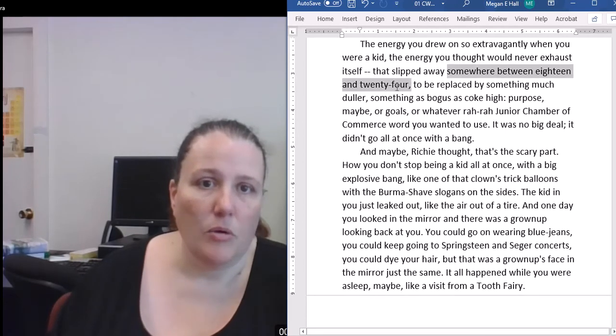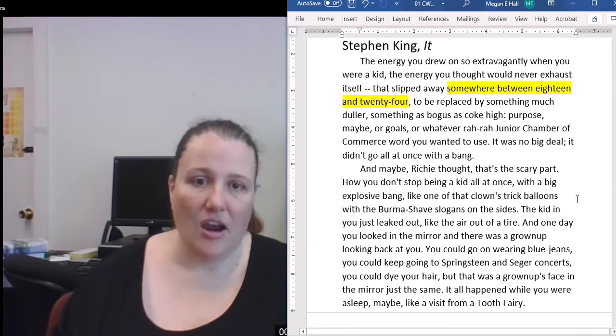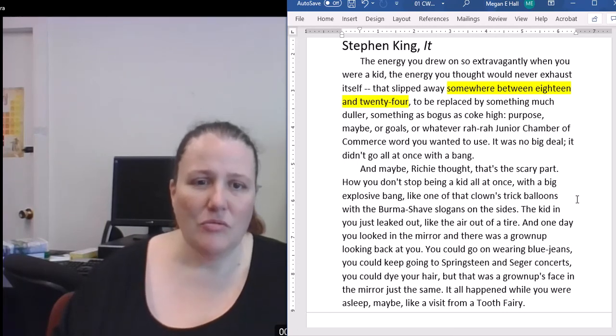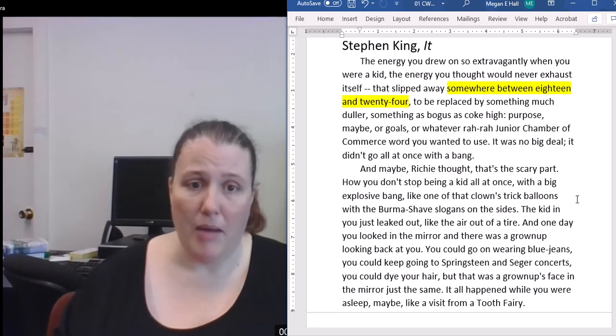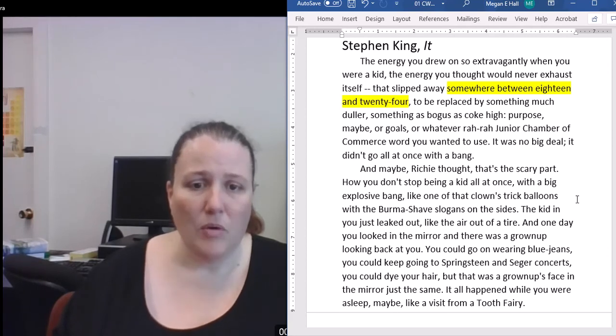First, somewhere between 18 and 24. That's what he's thinking about. Maybe, Richie thought, that's the scary part. You don't stop being a kid all at once, with a big explosive bang, like one of that clown's trick balloons with the Burma-shaped slogans on the side. The kid in you just leaked out like air out of a tire, and one day you looked up in the mirror and there was a grown-up looking back at you. You could go on wearing blue jeans, you could keep going to Springsteen and Sager concerts, you could dye your hair, but that was a grown-up's face in the mirror just the same. It all happened while you were asleep, maybe, like a visit from a tooth fairy.